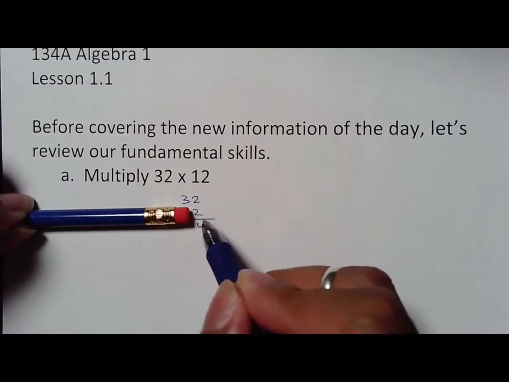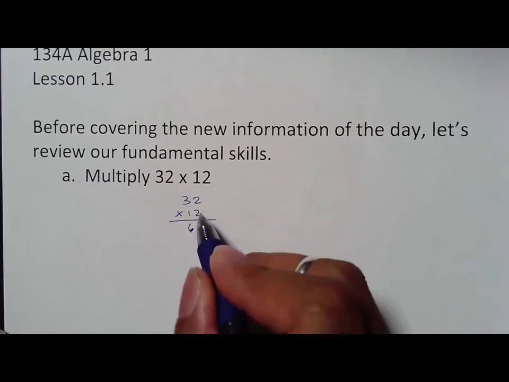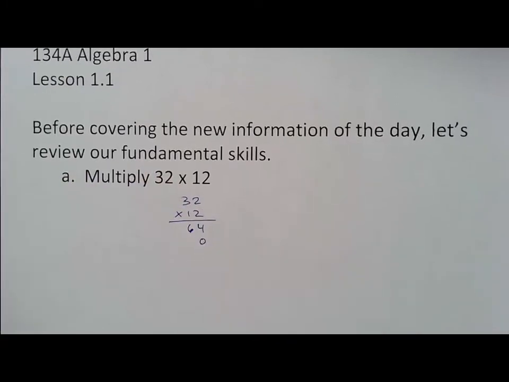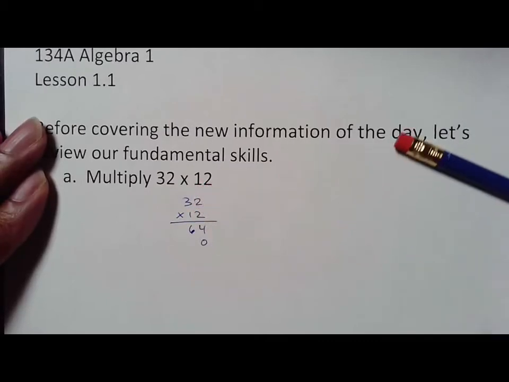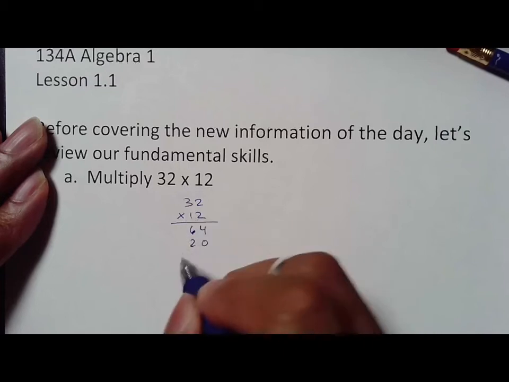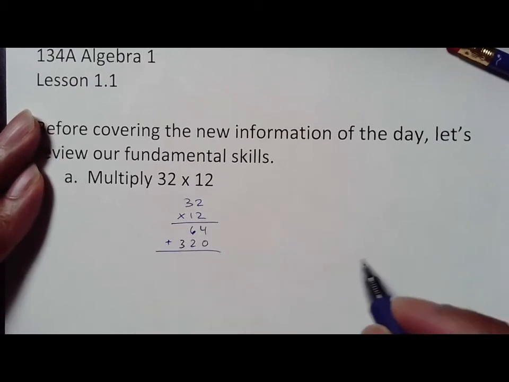Doing 2 times 2, which is 4, 2 times 3, which is 6. The trick here is making sure that once you're finished with the 2 that you bring down 0, and then you freeze on the 1. So 1 times 2 being 2. Sorry, my pencil's going to roll. 1 times 3 being 3. And then you add up those columns or those rows to get your answer.